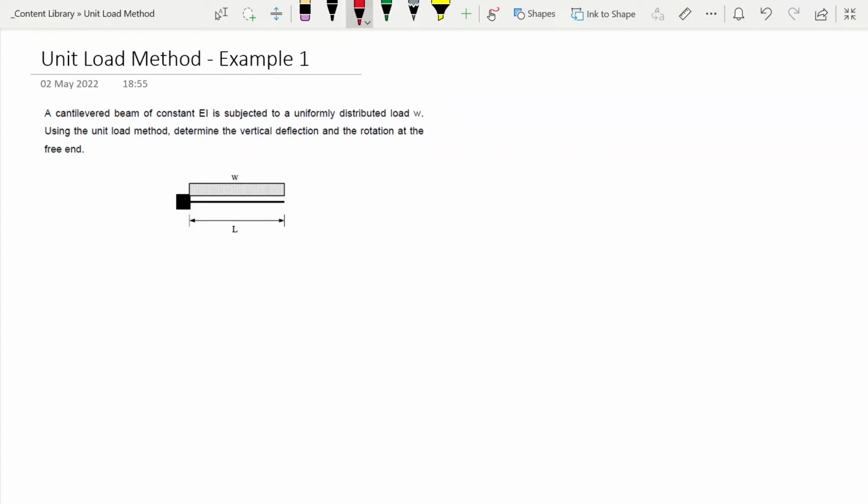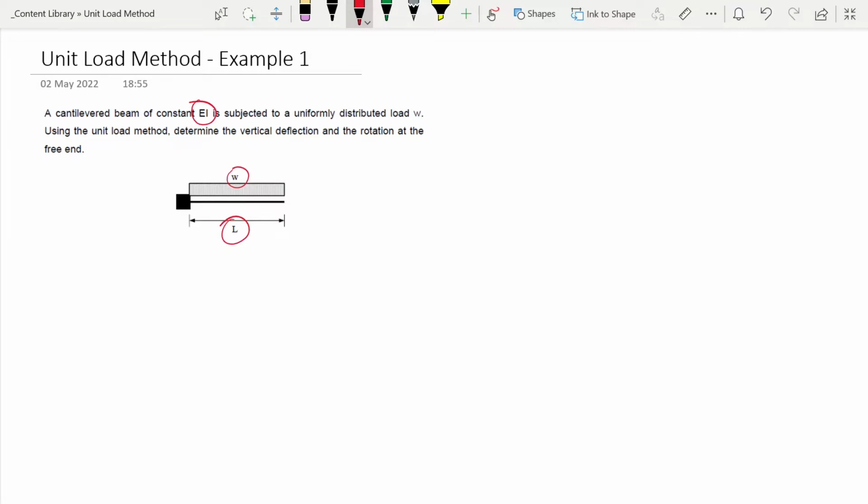Hi everyone. This video is the solution to example 1 on the topic of unit load method. In this example, we're going to be doing a cantilever beam with constant rigidity EI and a UDL W over the span L. In this case, we're not going to be using any numbers, so this is going to be a parametric problem where at the end the solution will come as a function of W, of L, and then of EI.